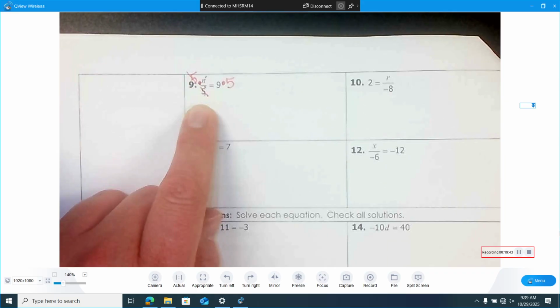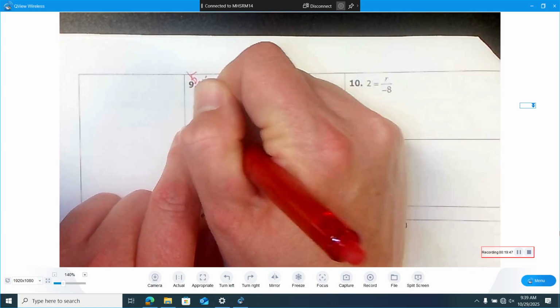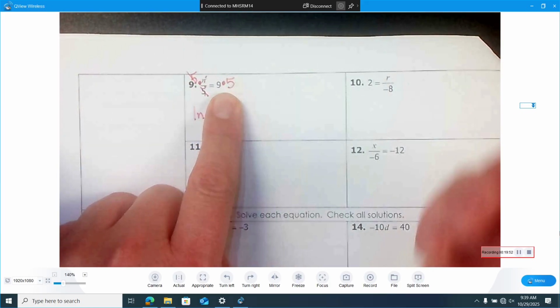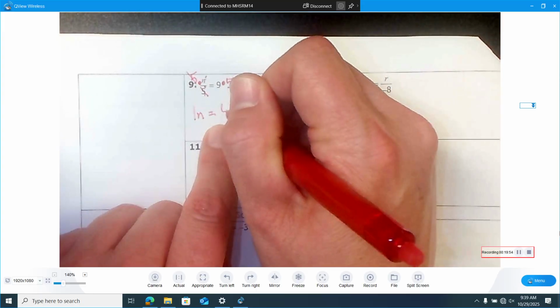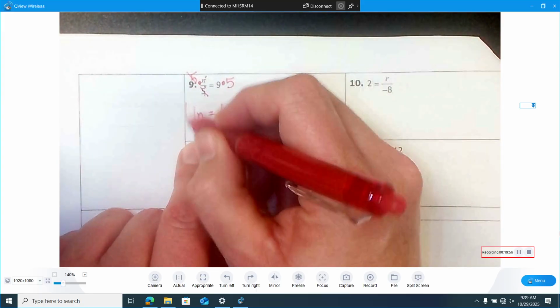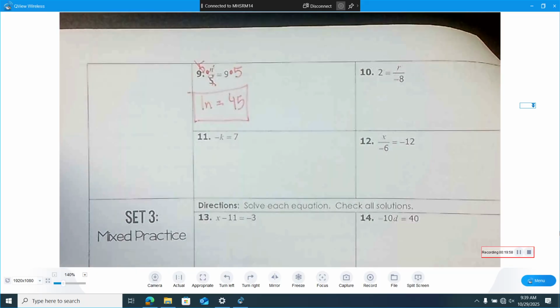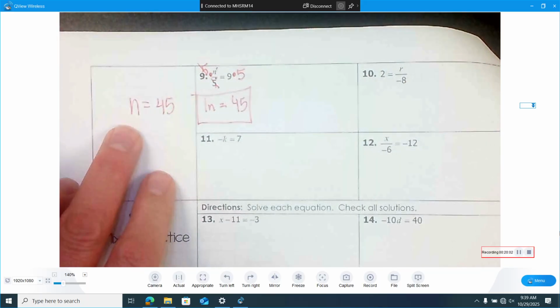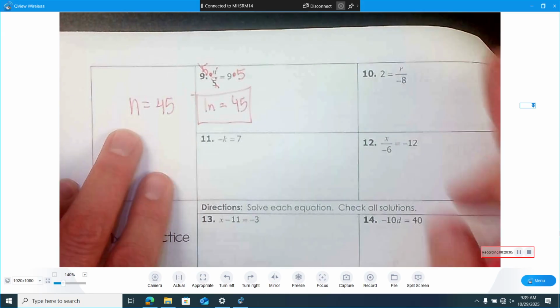Times by 5 and divide by 5. That's like 5 over 5. What is 5 over 5? 1. So we get that 1n is equal to, what's on the right-hand side now? 45. Very good. All right. And we're good to go. 1n is really the exact same thing as plain old n. All right? They are exactly the same.